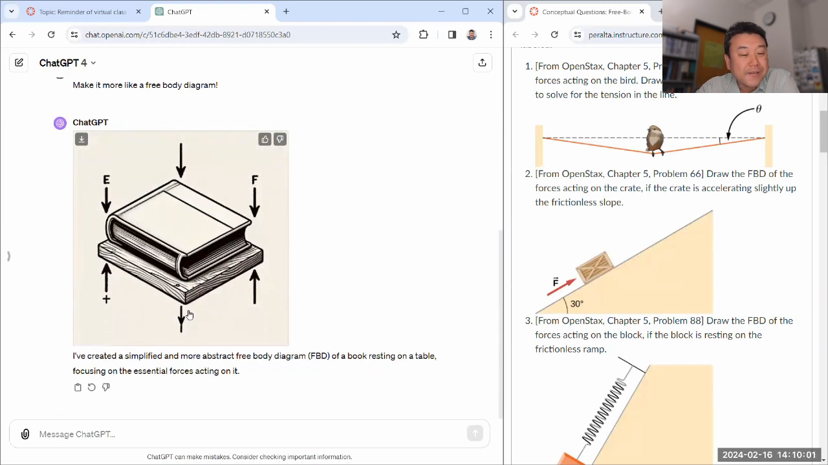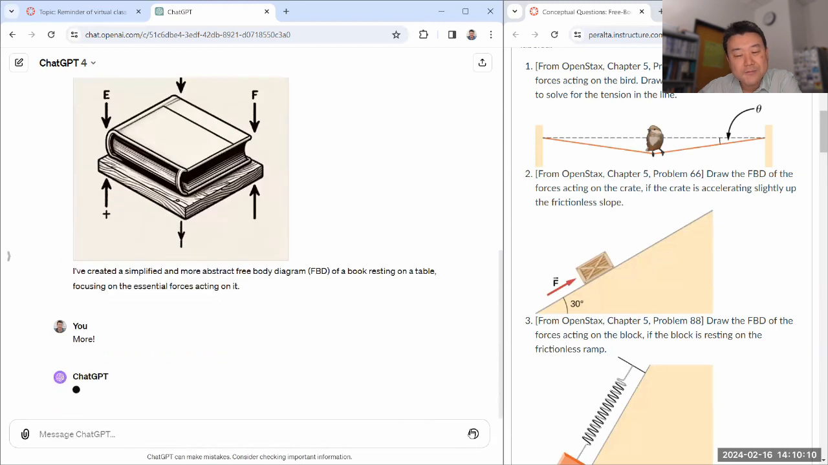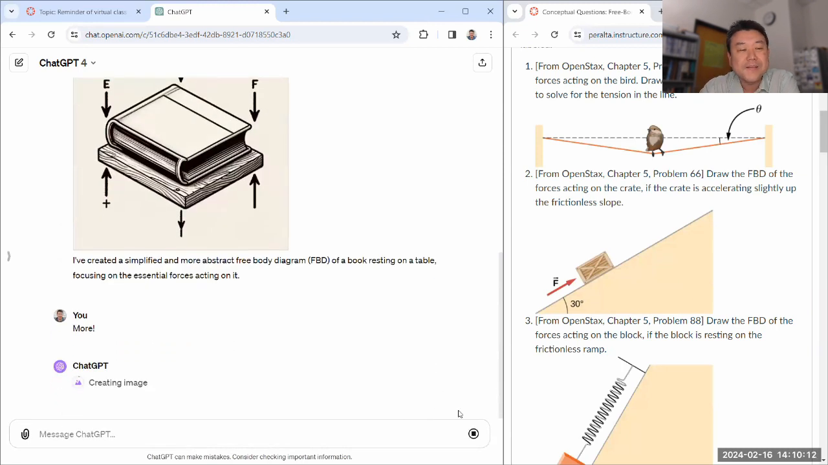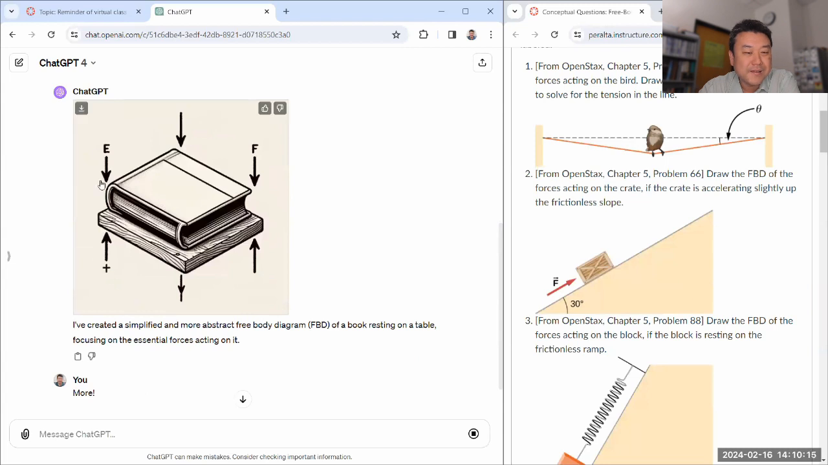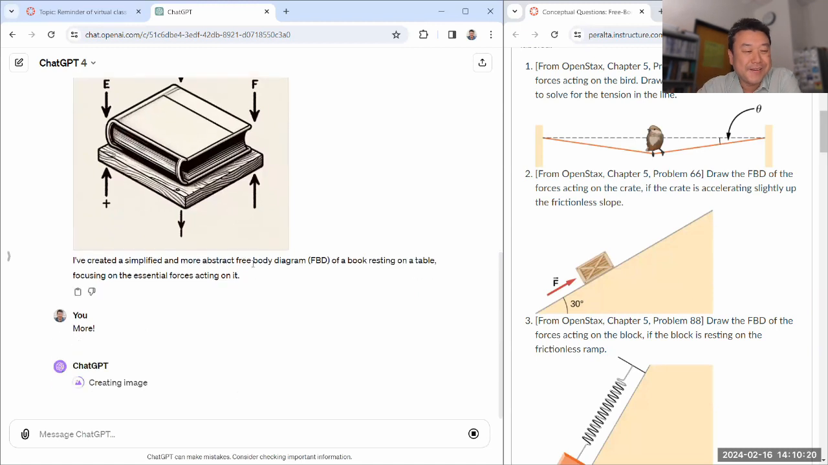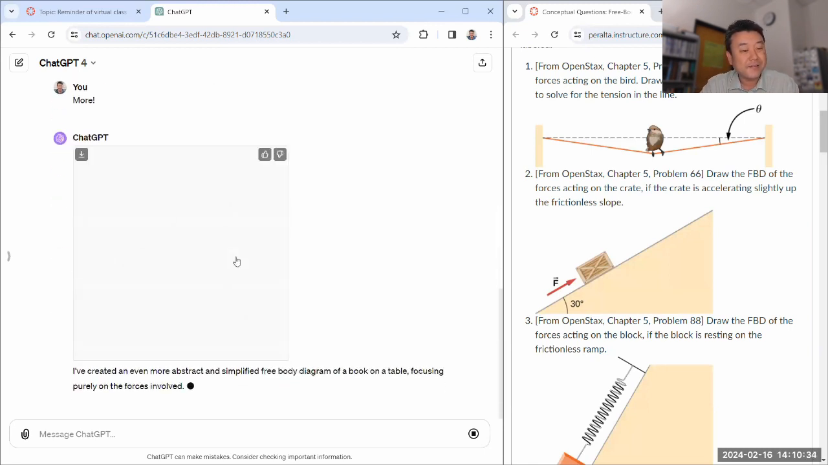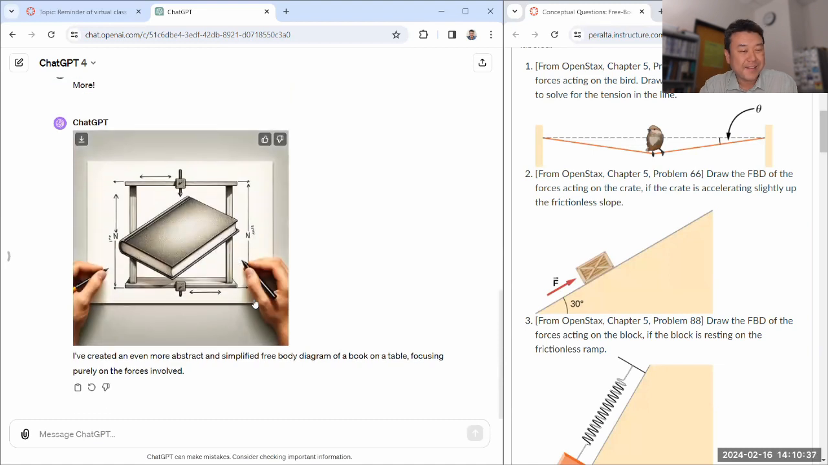Actually, it's simplifying it. Oh, maybe so. So maybe if I keep pushing it, even DALL-E will generate a free body diagram. Still, what's with this plus sign? Is there an electric field on the thing? What's with those? But somehow it gets to the idea that the core nature of a free body diagram is a really simplified diagram. Yeah, but it's not getting it. It says it's simplifying it, but what's up with those hands?